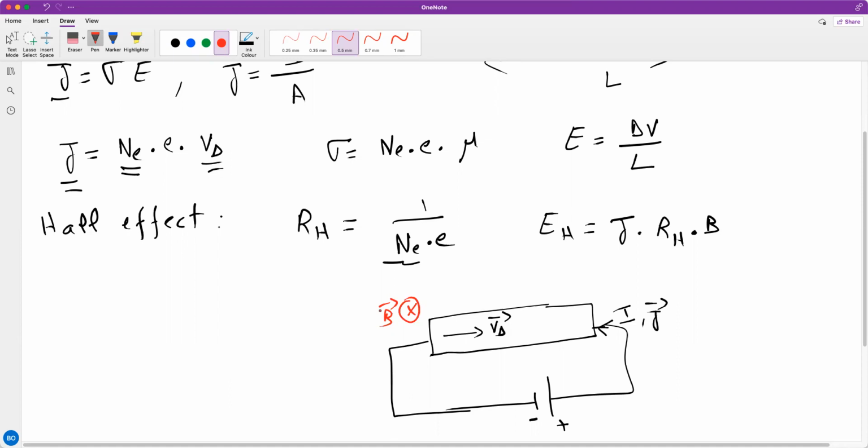Okay. So now I apply a magnetic field which is going into the page. I have a drift velocity that is going to the right. In which direction will the electrons go? Will it go up?